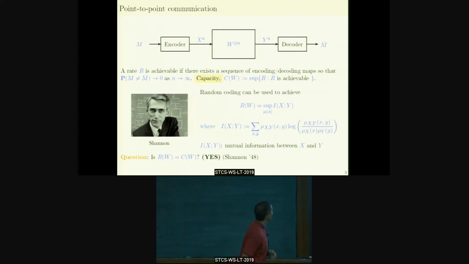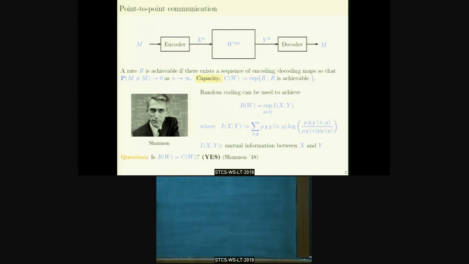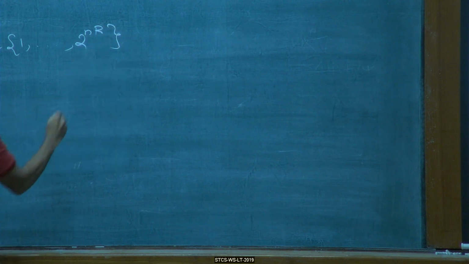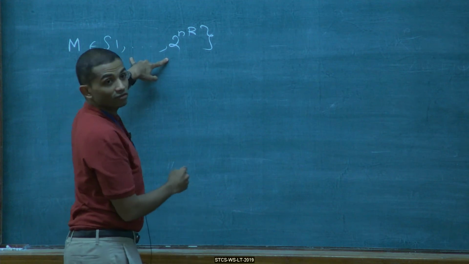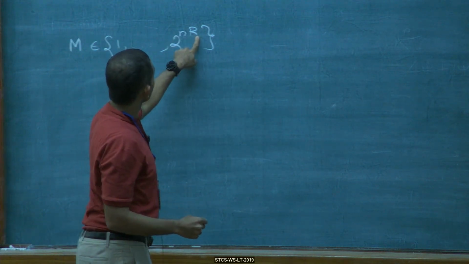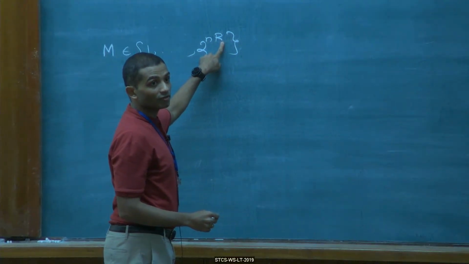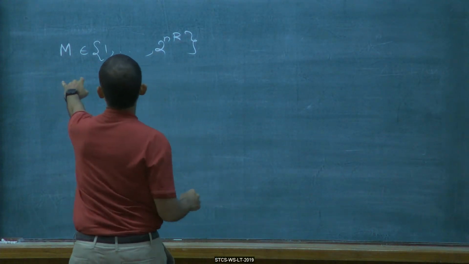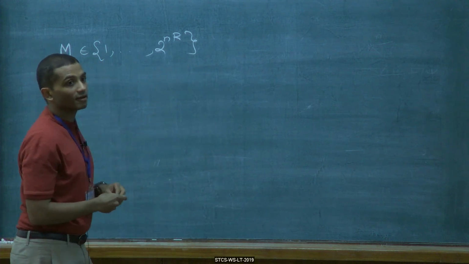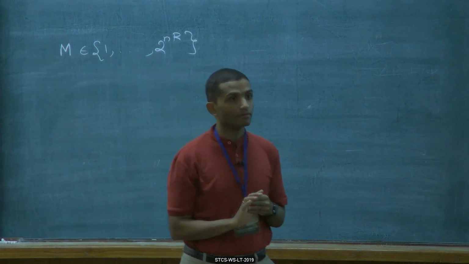A rate R achieved means the message M will be in the set 1 up to 2 to the nR. You want to send a message from this set to the receiver. So it's R bits per channel use. That's how the message set increases. M takes a value that depends on n, and that's the rate R. That's clear? Okay.